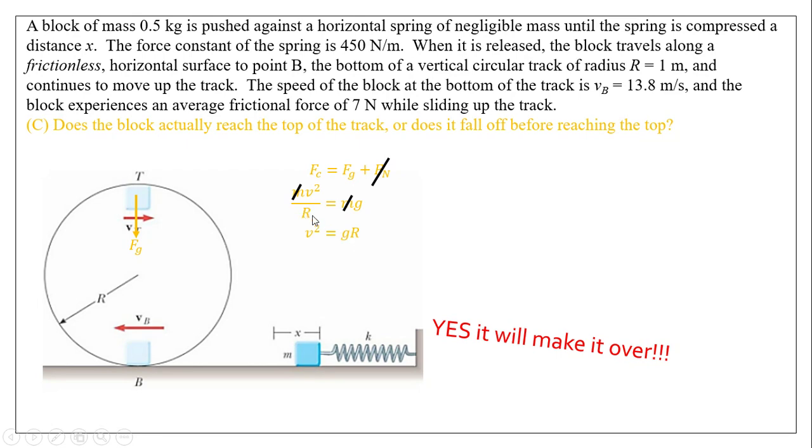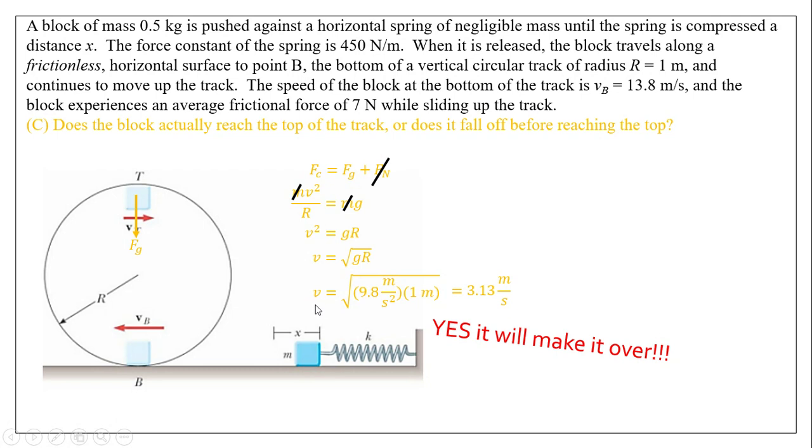So I want to multiply both sides by r, and then this is v squared. To find v, we need to square root both sides. So v is just equal to the square root of gr. Here I know g and r, g being 9.8 and r being 1 because it's given. If you do that, you get a value of 3.13 meters per second.